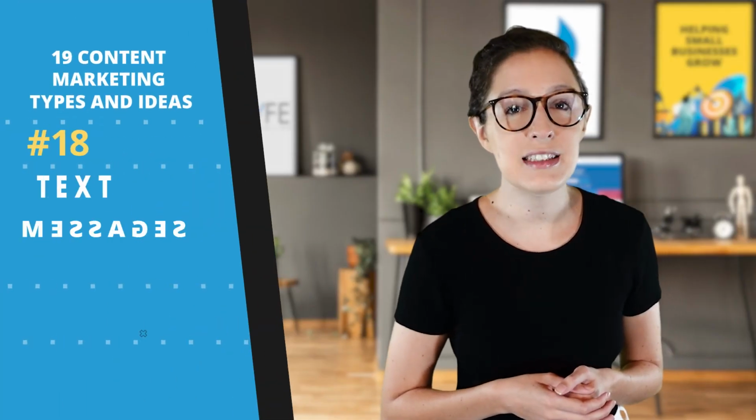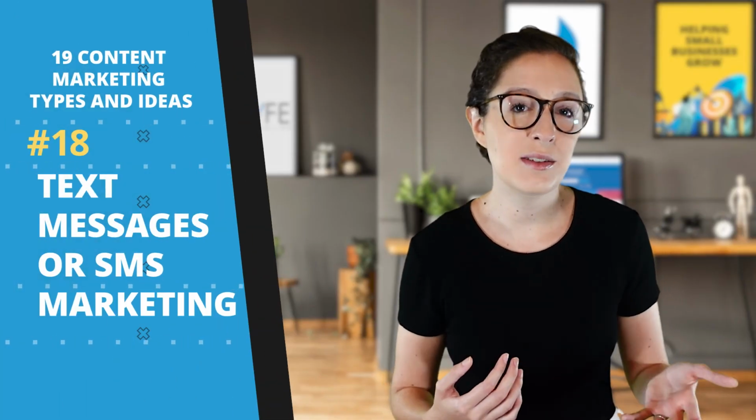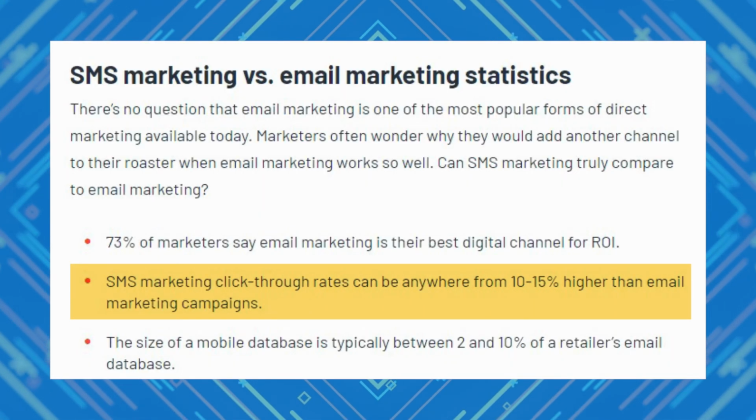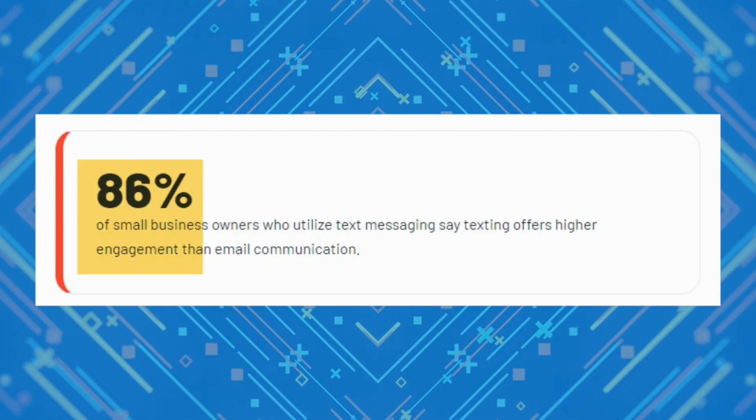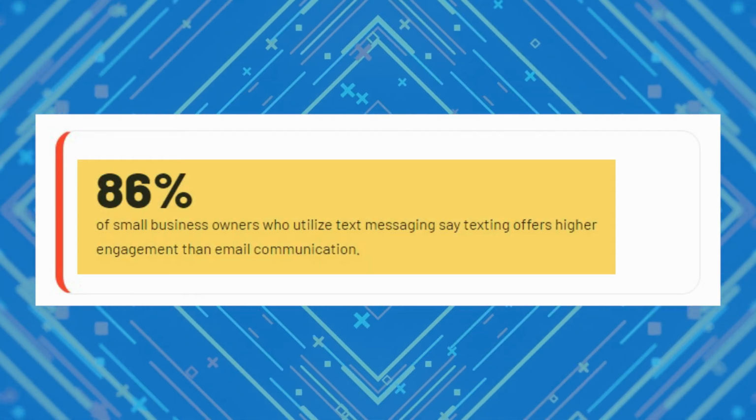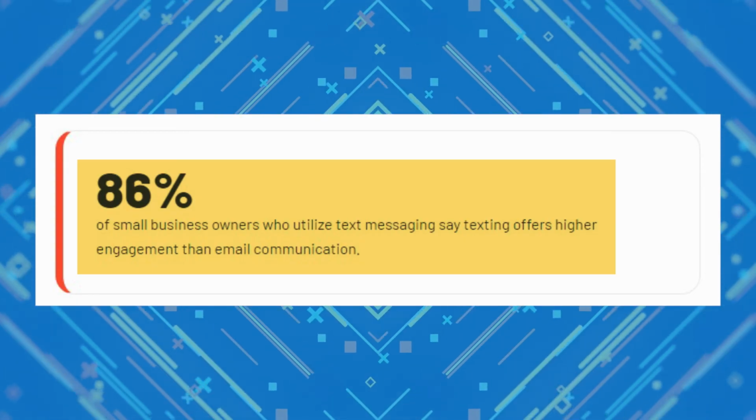All right, type number 18 is text messages or SMS marketing. Similar to how you conduct your email marketing, you can conduct a condensed version via text messages, which is said to have 10 to 15% higher click-through rates than email marketing. 86% of small business owners who utilize text messaging say it offers higher engagement than email communication. In a world of instant gratification where attention spans are shrinking instead of growing, offering value in bite-sized nuggets like text messages may be the way to go.